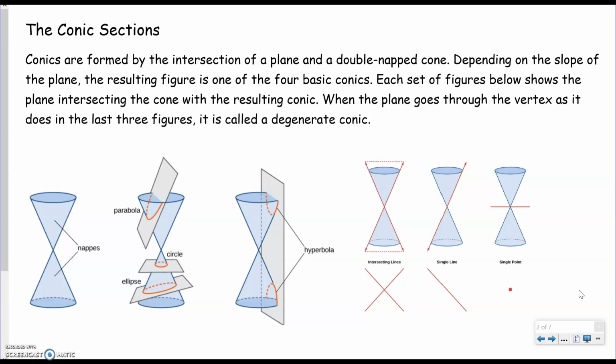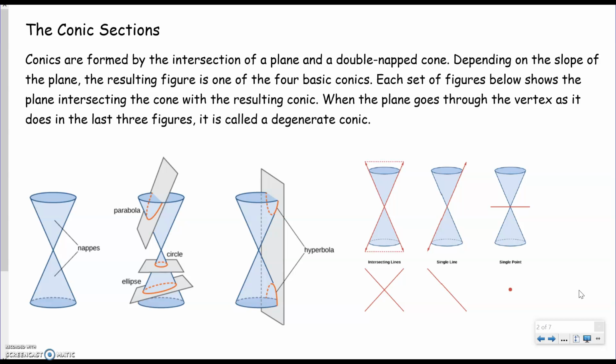So there are four basic conic sections. You have a circle, you have an ellipse, you have a parabola, and you have a hyperbola. And then there are what they call degenerate conics, and you'll see those in the last three figures. If the plane goes through the vertex, then you can end up with intersecting lines, a single line, or a single point, depending on how it goes through.